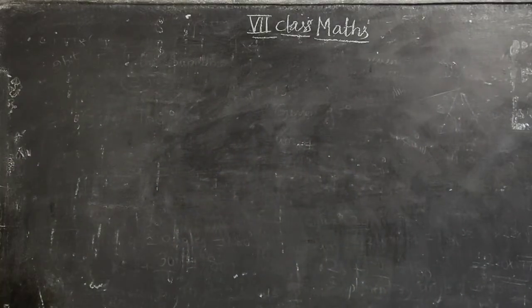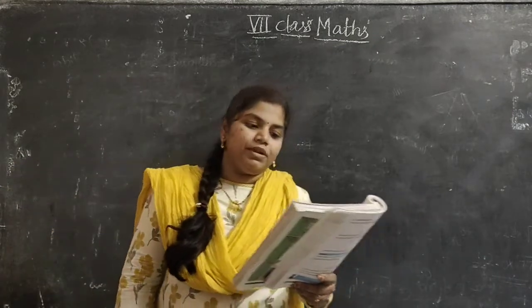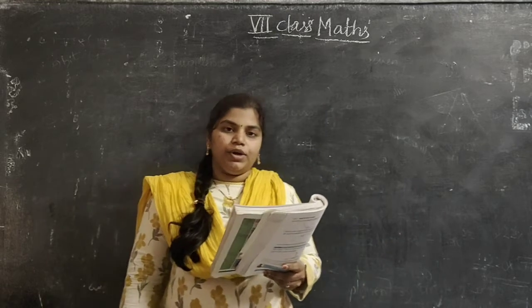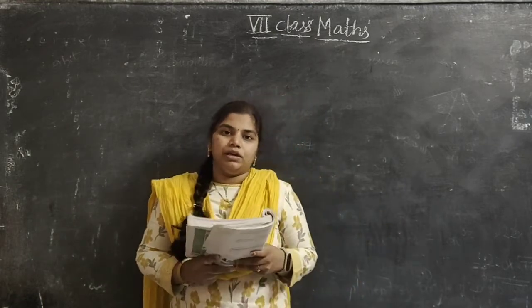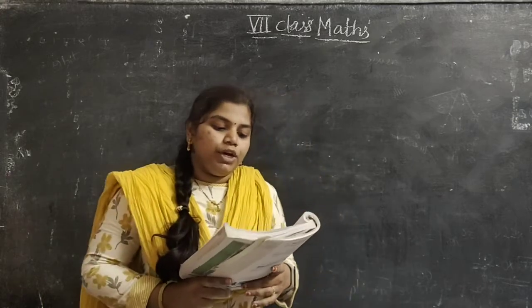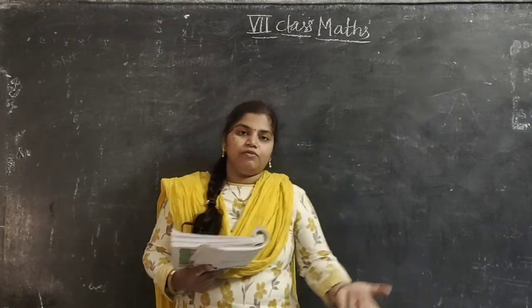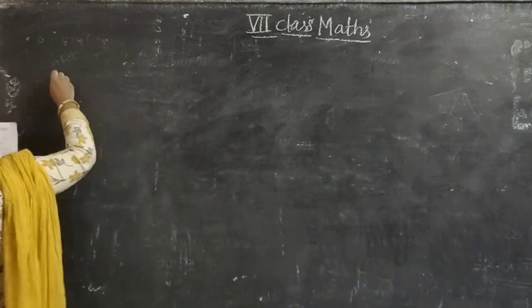third one. Two acute angles cannot form a pair of supplementary angles. Justify. They are telling that if you take any two acute angles, what do you mean by acute angles? It should be less than 90 degrees. So if you add any two acute angles, they are not supplementary, it seems. So we have to justify, we have to prove that.